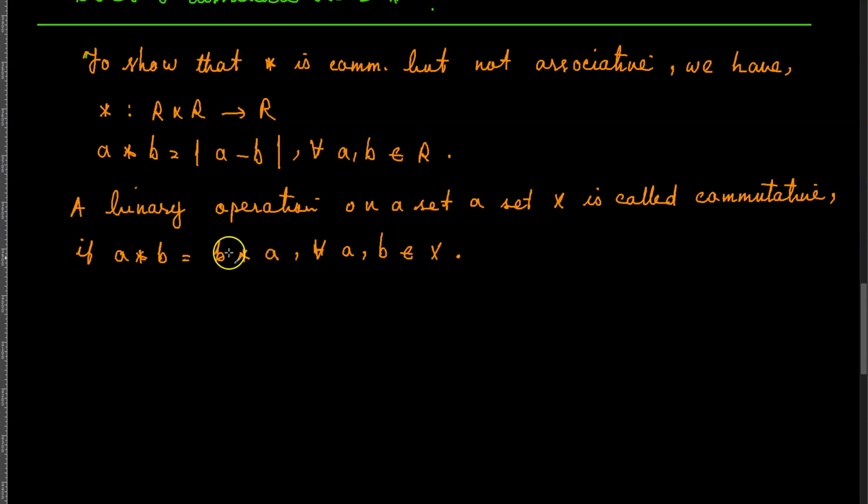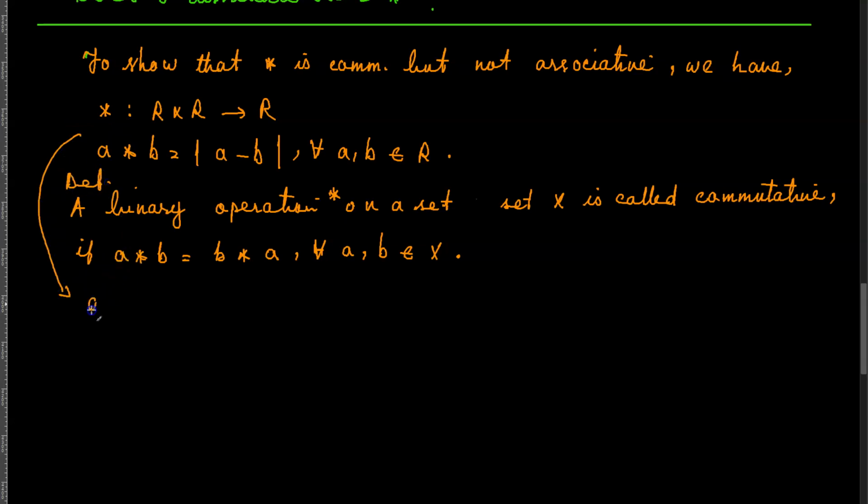That means that a star b has to be equal to b star a, and that means that the binary operation star on a set X is called commutative if that is the case, if a star b is equal to b star a for every a and b belonging to X. Now over here you can simply calculate a star b. So in here, this was a definition.